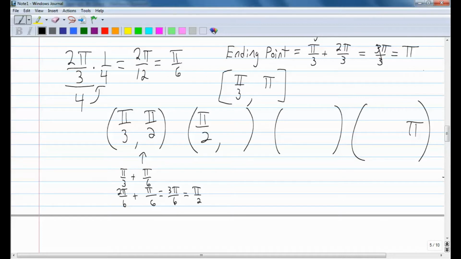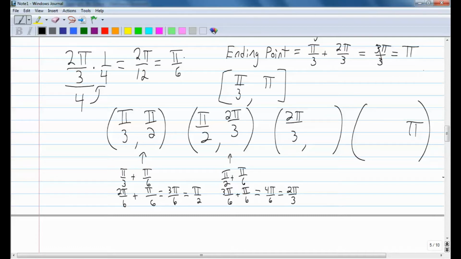Now I need to take and add pi over 6 to that again to get my next significant point. So pi over 2 plus pi over 6. Get a common denominator. 2 going into 6 3 times. 3 times pi is 3 pi. Alright, so I have 3 pi over 6 plus 1 pi over 6. That's 4 pi over 6, or 2 pi over 3. Start my next subinterval with 2 pi over 3.